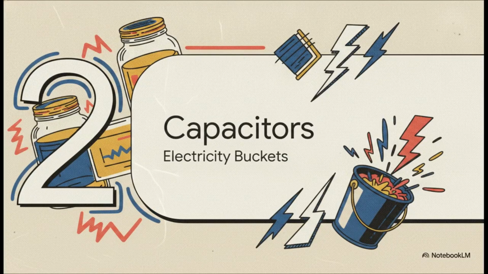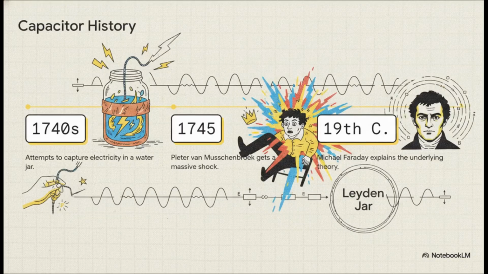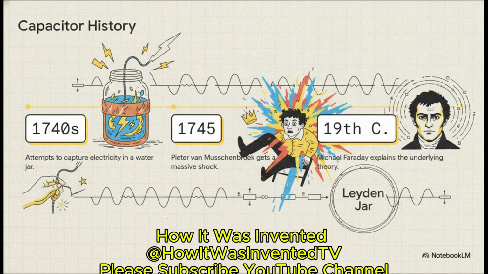All right, moving right along to section 2, capacitors, the electricity buckets. Now, while the resistor was born from really careful mathematics, our second component, the capacitor, has a much older and, honestly, a far more dangerous origin story. Back in the 1740s, this Dutch scientist named Pieter van Musschenbroek was trying to literally capture electricity inside a water-filled glass jar lined with metal foil.